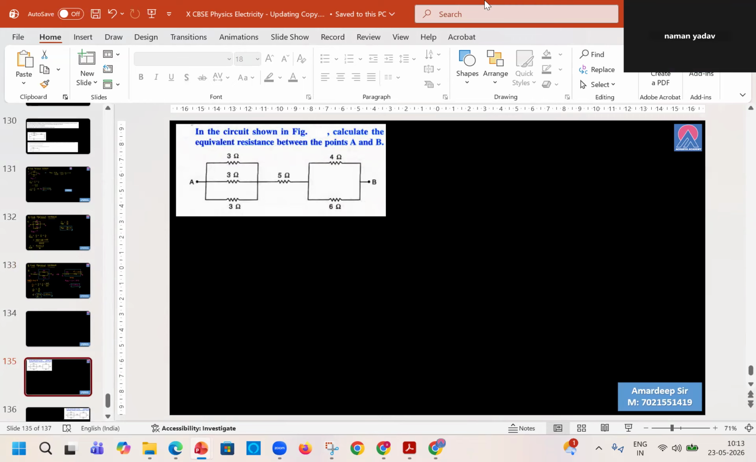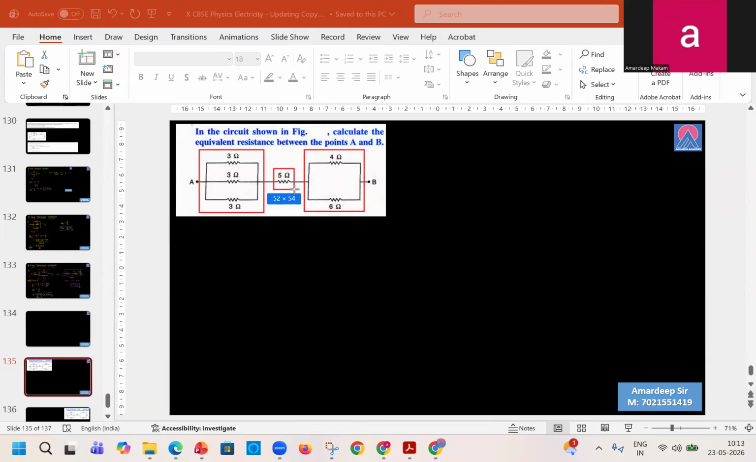We see it is in 3 parts. So what is the first part? We'll split it up into 3 parts. One part, this one, another part, this one. And this is single anyway. We don't have to do anything. We leave it like that only.